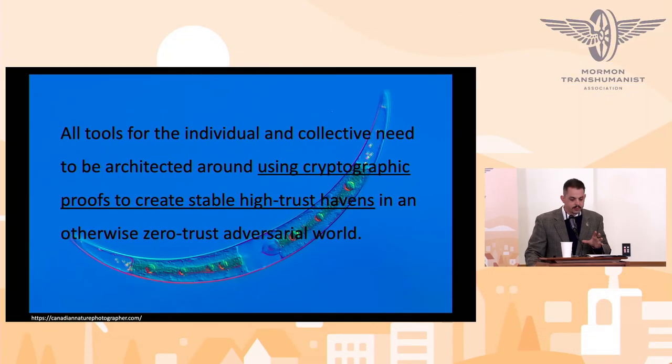We must consider all of these modern systems, particularly in a highly connected world, to be competing with each other, interacting at the pinnacle intensity of competence and competition. Any differential advantage that can be exploited to outcompete an adversary in the system not only can be exploited, but should be. Any system which does not have an operational cryptocurrency, DAO-like layer, whatever you want to call it, is de facto immunocompromised in the world today. All tools for the individual and collective need to be architected around a zero-trust adversarial world.